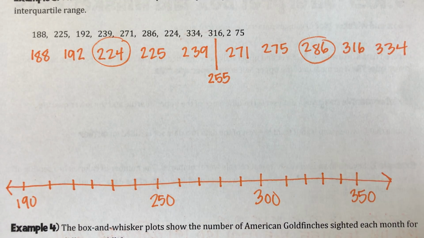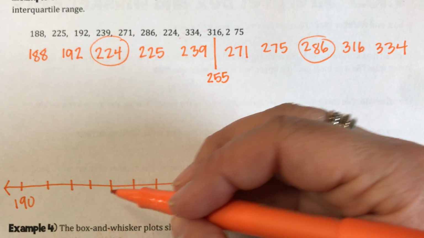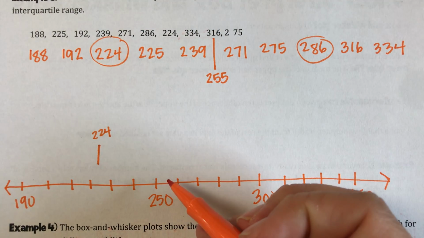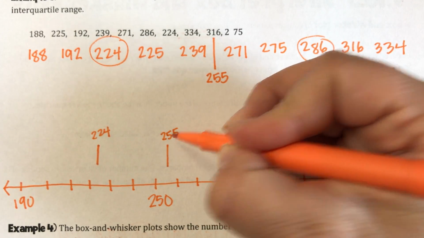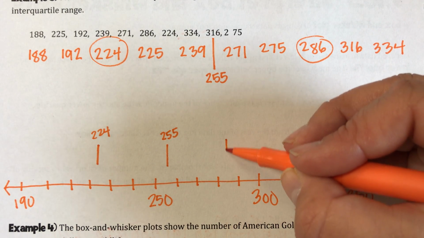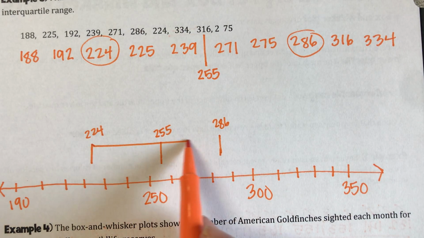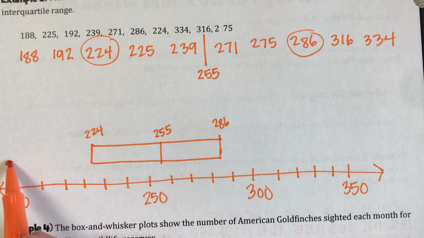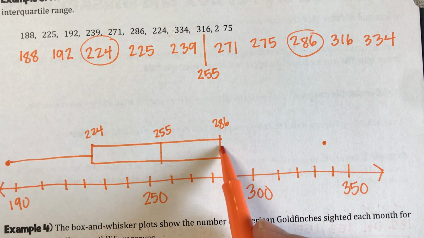Okay, and let's go ahead and graph our lower quartile, which would be 224. So 250, 240, 230, 224. And then 255, so in between 250 and 260. And then 286, so 50, 60, 70, 80, 90, so in between. And again, we're writing our numbers on top so that I know that you got them correct. Then my lowest is 188, so below 190. My highest is 334, so in between 330 and 340.